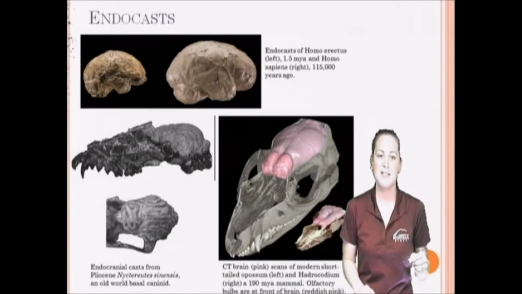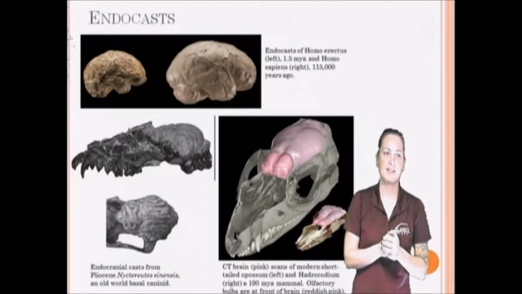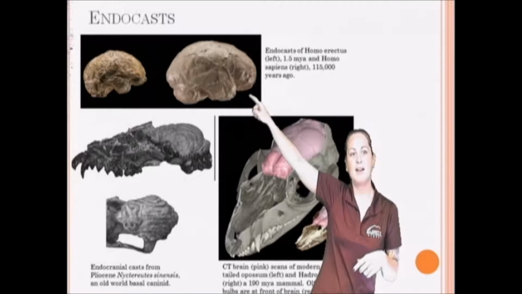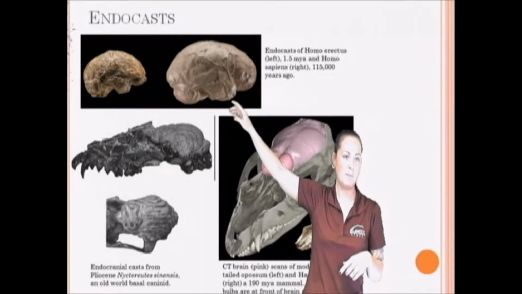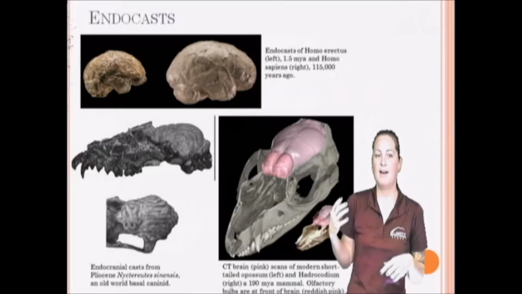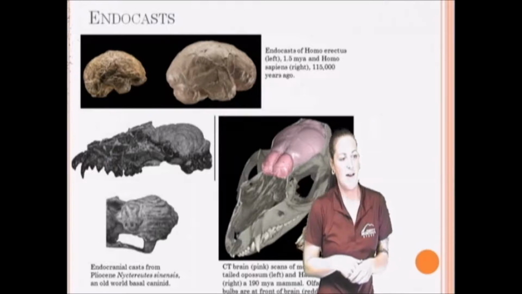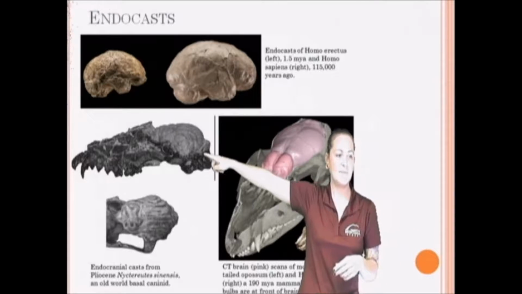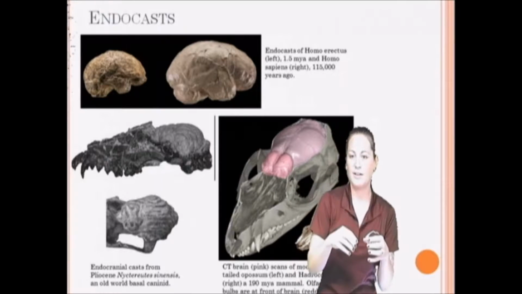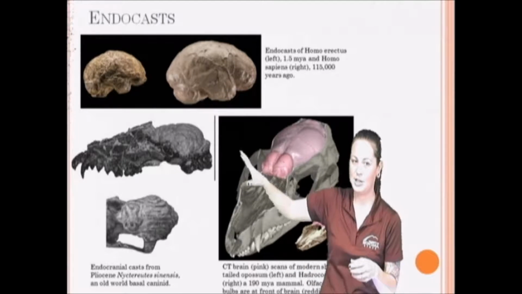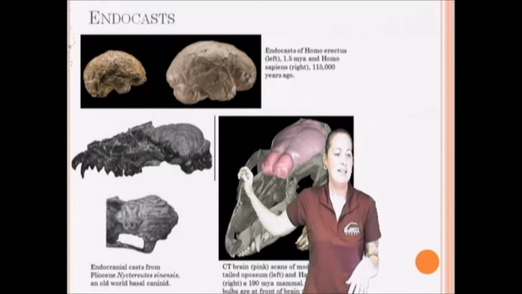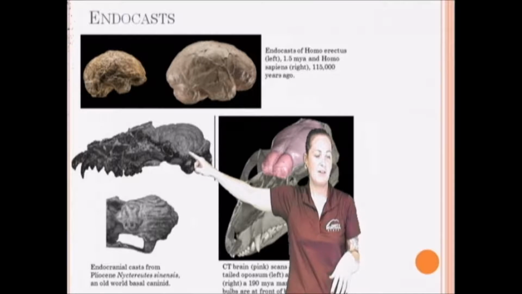So here's a few different types of endocasts. Up at the very top, we have two endocasts here. These are man-made. One's from Homo erectus from about 1.5 million years, and this bigger one here is from a Homo sapien that's about 115,000 years. Then we have this guy over here. This is an old world basal canid. What that means is this is a dog from Eurasia that's at the very, very base of the dog family tree. And this one, you can see here, is a natural endocast.